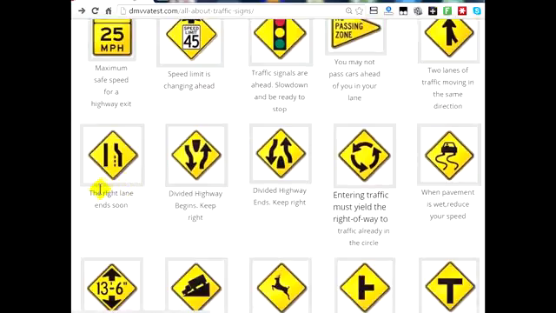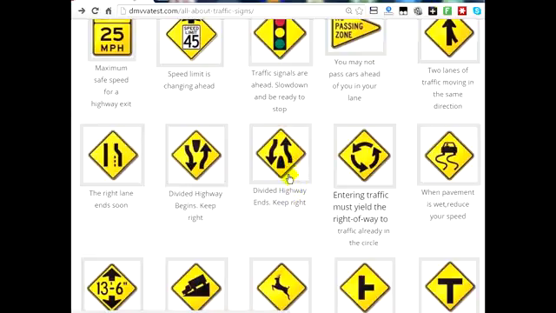This sign here shows you that the lane is closing on the right hand side, so that you need to shift to your left lane. This here shows you that the divided highway begins and that you have to stay on the right hand side of the median. This here shows you that the divided highway ends and that you have to keep right.